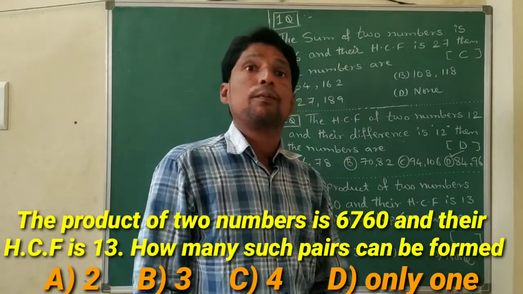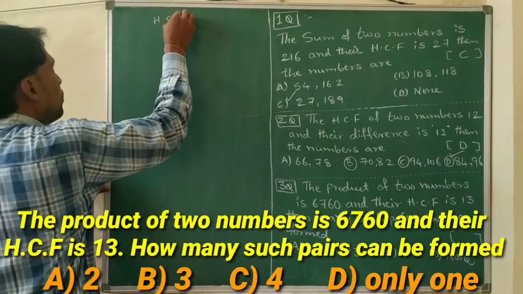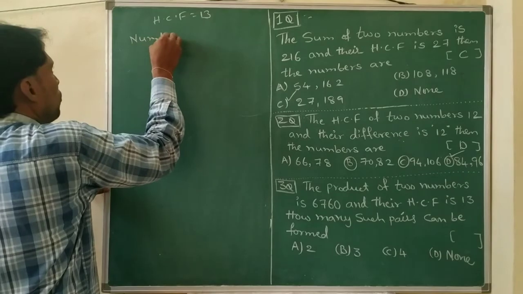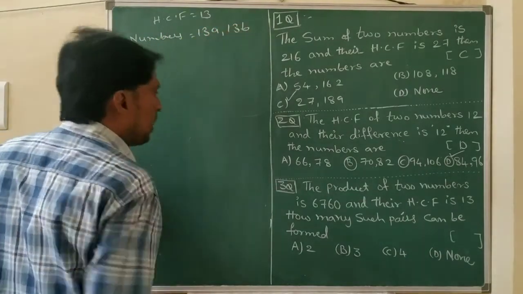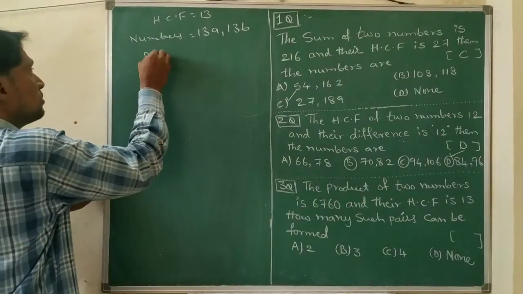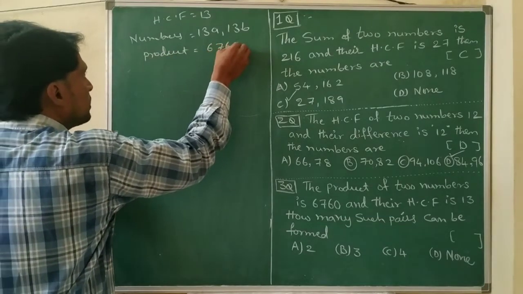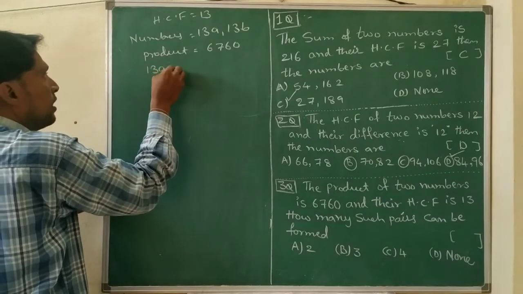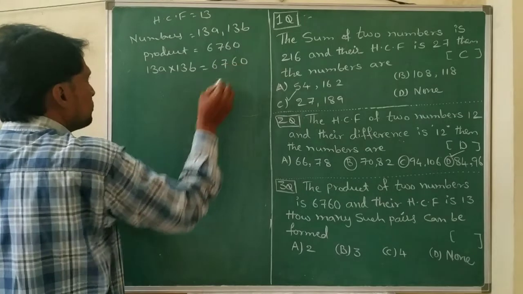Here we need to find the pairs. The HCF is given, so HCF equals 13. Let the numbers be 13a, 13b. Again, here it is given as a clue: the product of the two numbers equals 6760. So product means these two numbers' product only: 13a into 13b equals 6760.